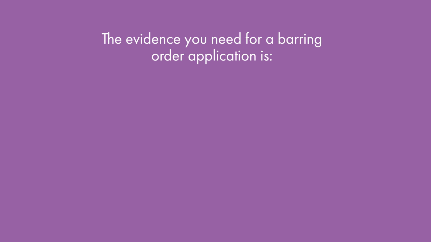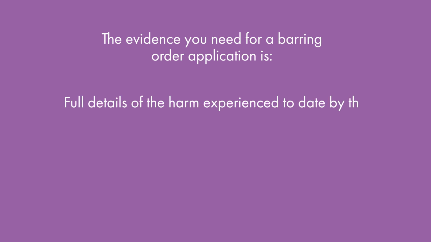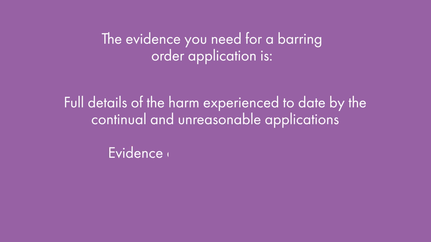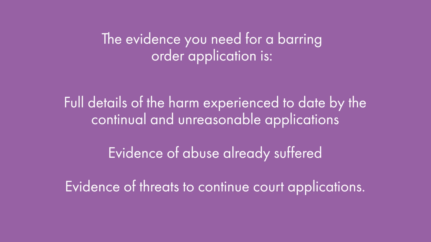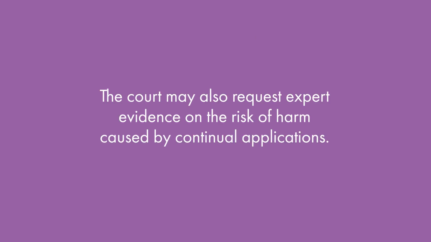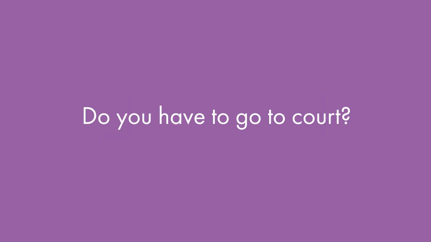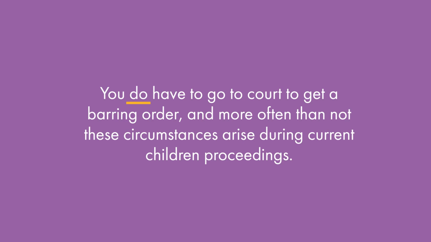The evidence you will need for a barring order application is full details of the harm experienced to date by the continual and unreasonable applications, evidence of abuse already suffered, and evidence of threats to continue the court applications. The court may also request expert evidence on the risk of harm caused by making continual applications. You will have to go to court to get a barring order, and more often than not, these circumstances arise during current children proceedings.